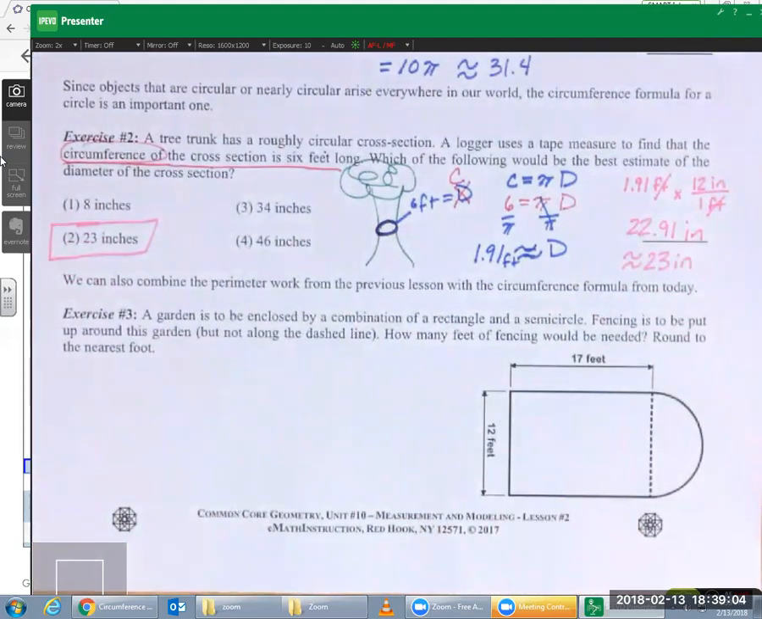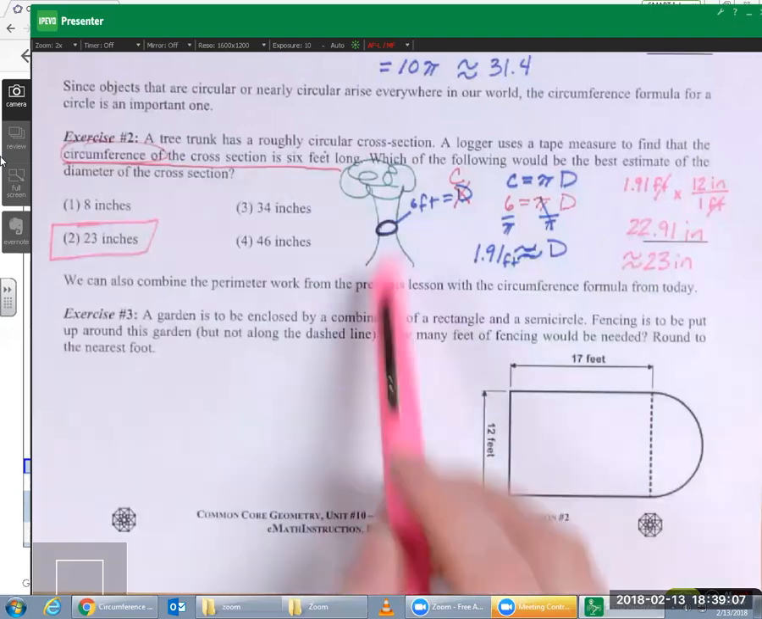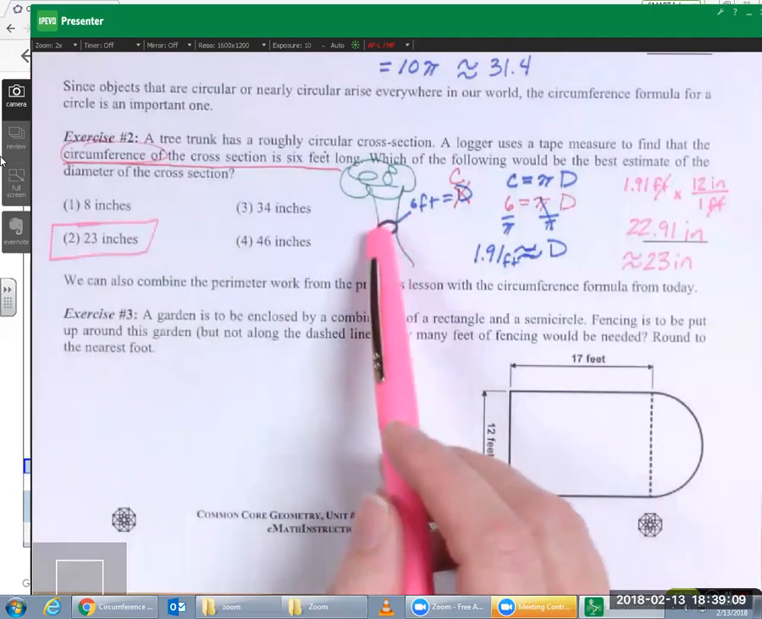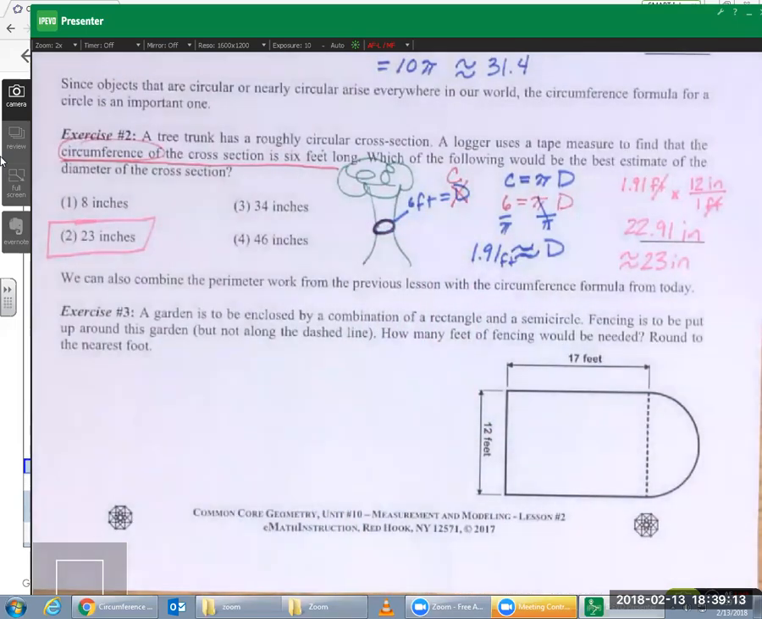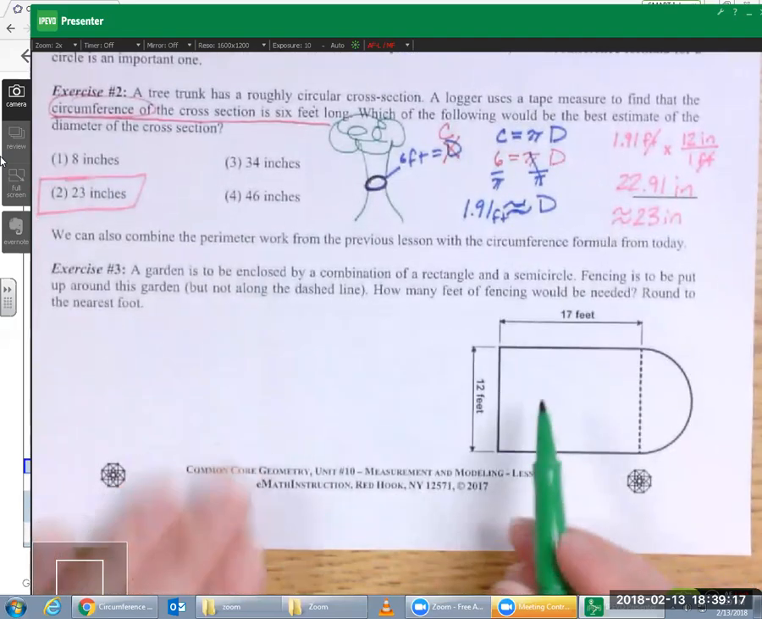Okay. All right, sorry for that mess up. I should have paid attention a little closer when I wrote down my circumference. Circumference was 6 feet. I got that switched up. Okay, now remember perimeter, because next we're going to look at kind of a real world thing.